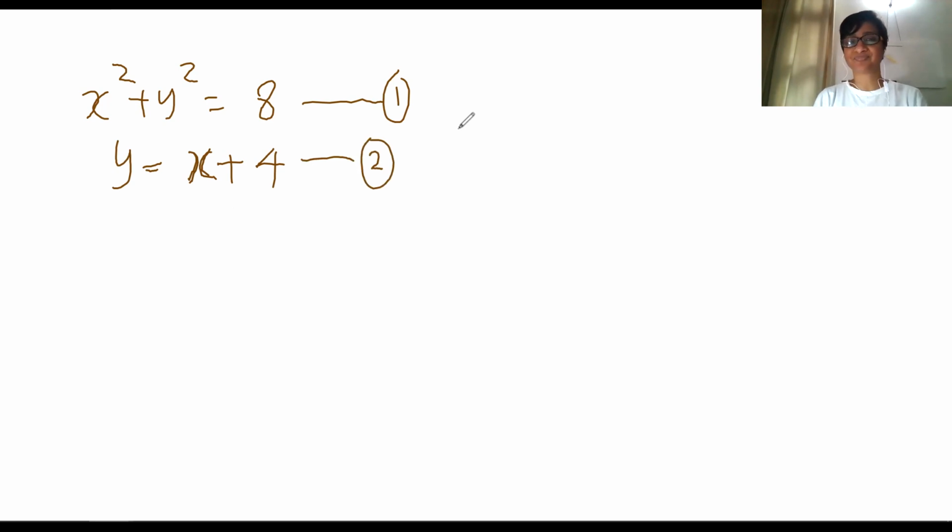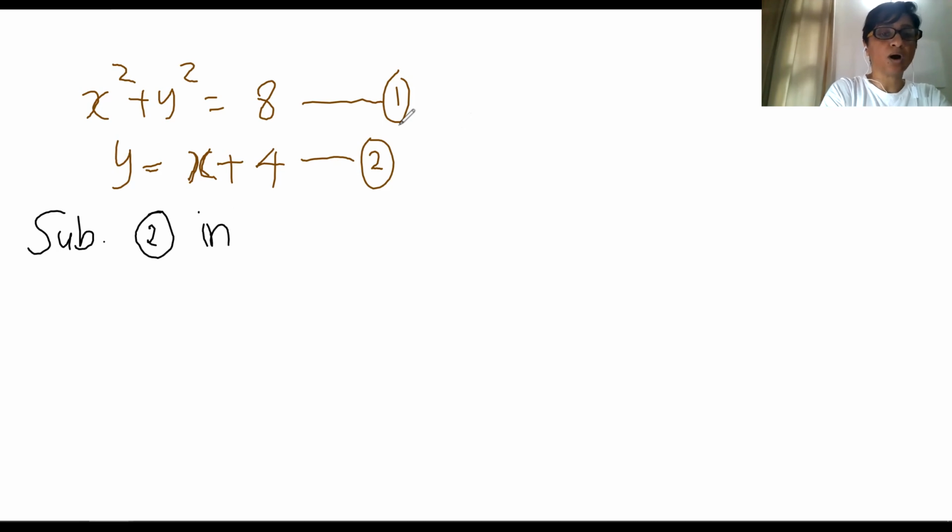What should you do? You have to do that first step where you substitute one in the other. You eliminate either x or y, and you have to get that quadratic, right? So let's do that. What's the easiest to do? Already you have in the second equation y is the subject, so you can substitute that. I can sub 2 in 1. So I'm going to put this for y here. That's the meaning. So what do I get?